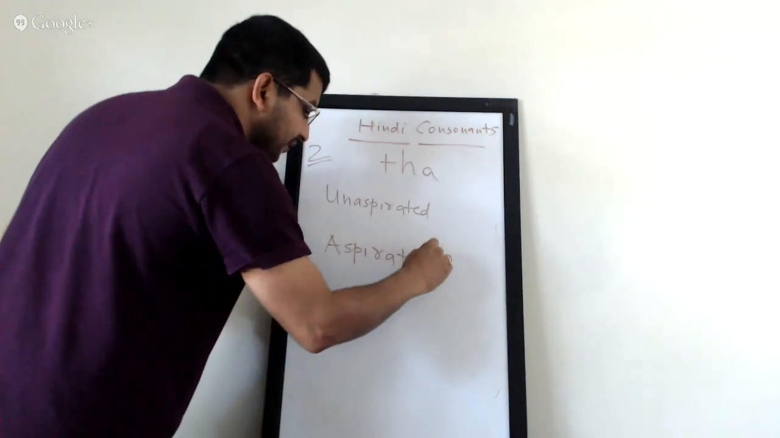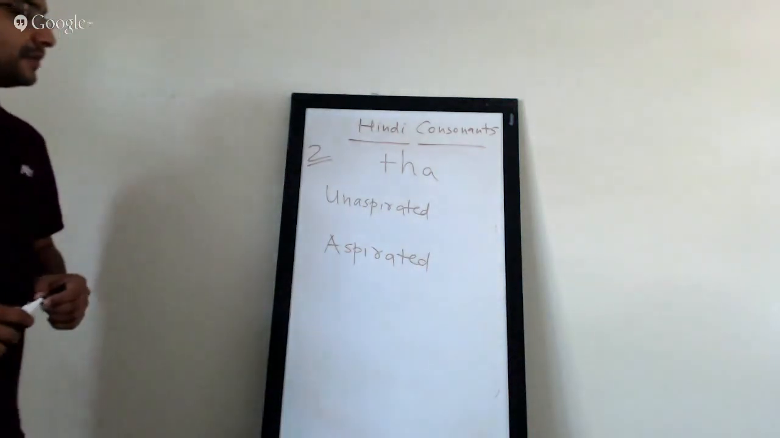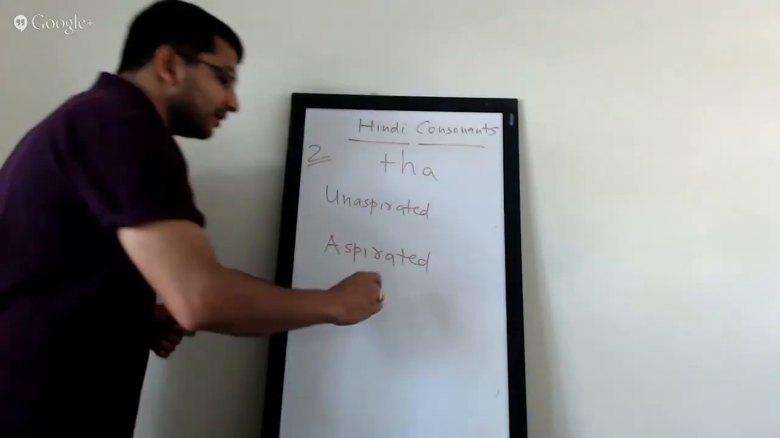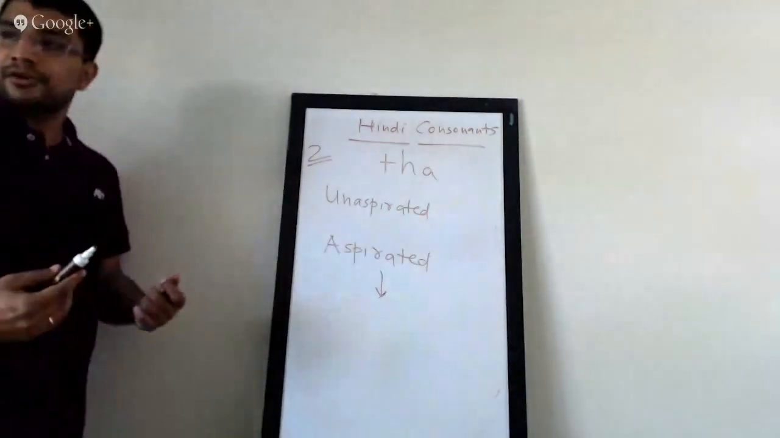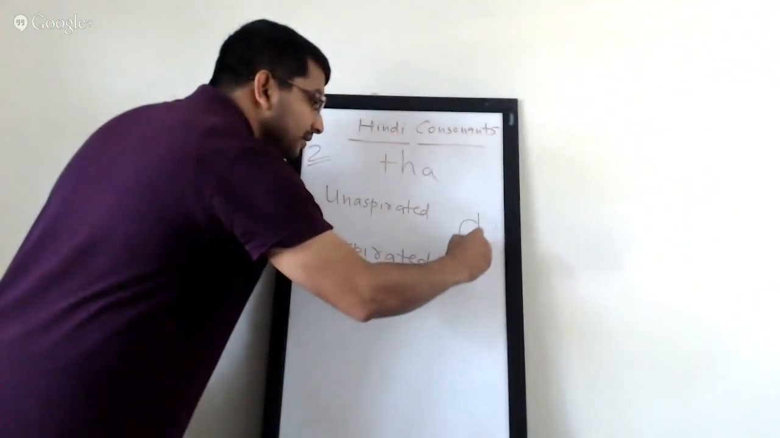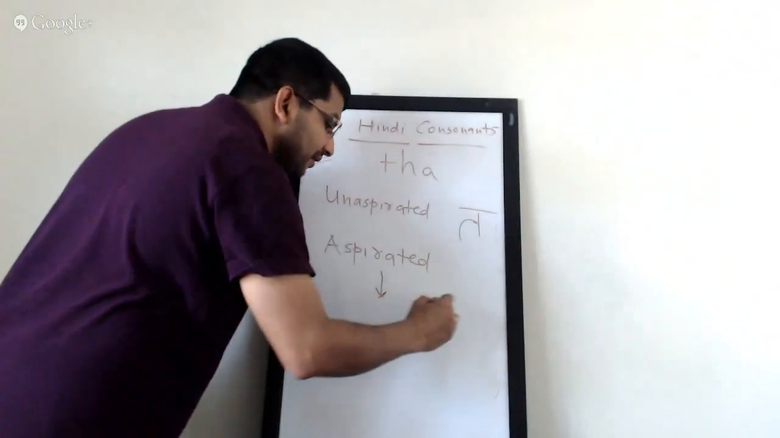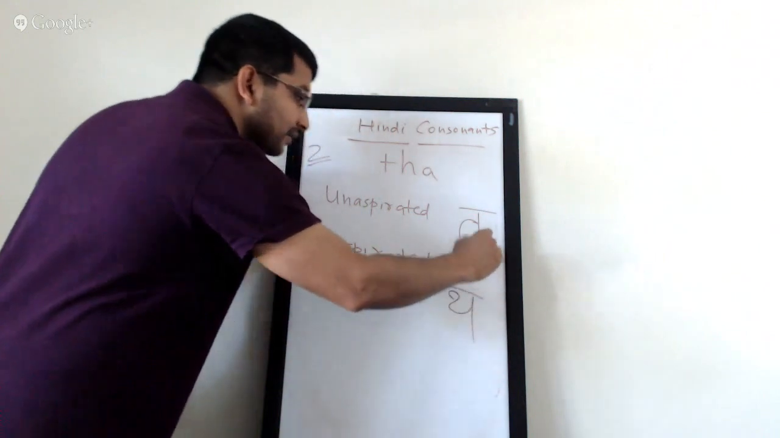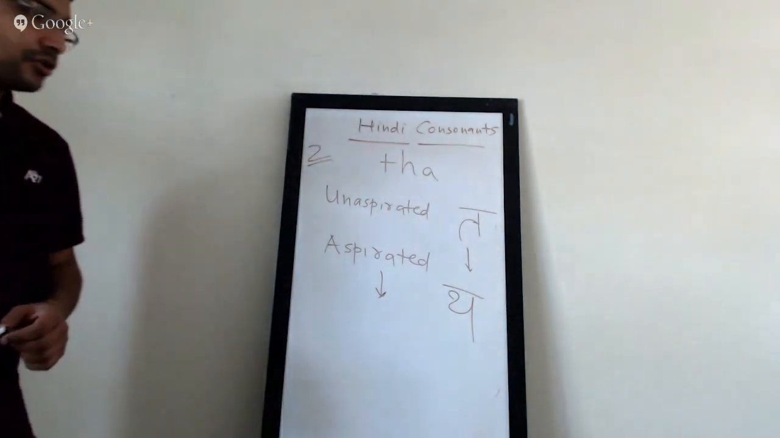Some of you probably didn't join last class, so I'm going to repeat the concept. In unaspirated, it doesn't come up with that flow of air, whereas the aspirated consonants come up with the flow of air. You're throwing a lot of air when you're saying it. So when you said t, there wasn't that much air. But th is nothing but an aspirated version of the earlier consonant.